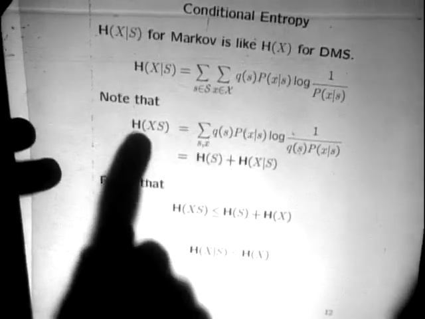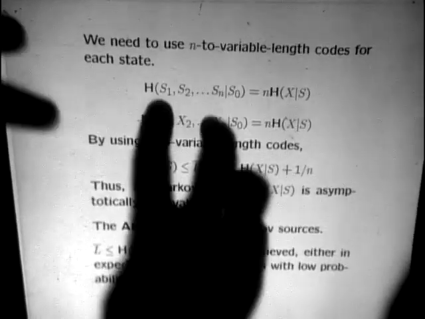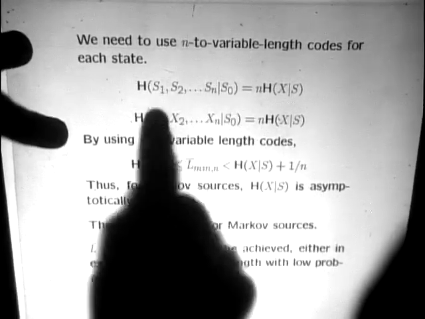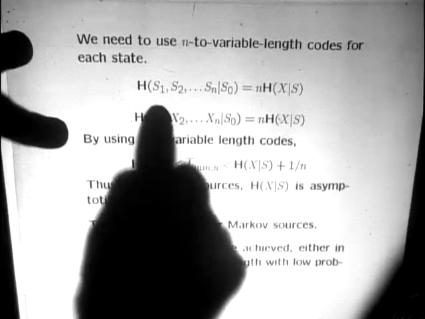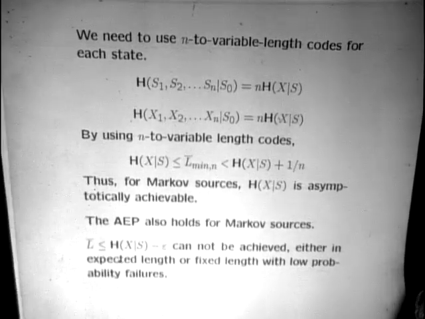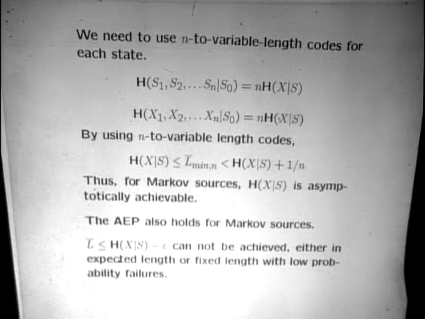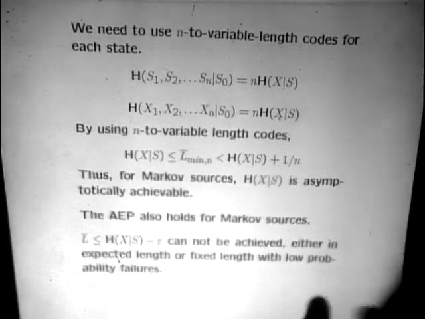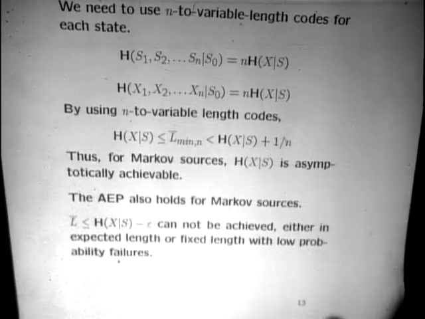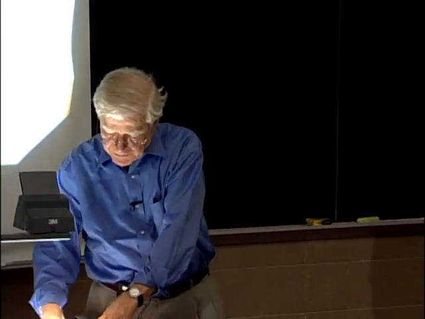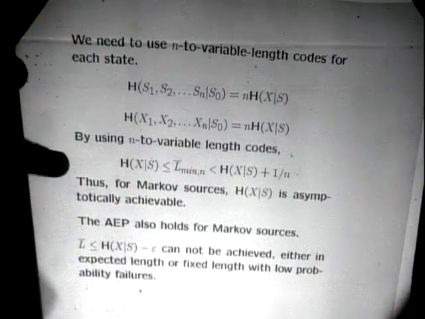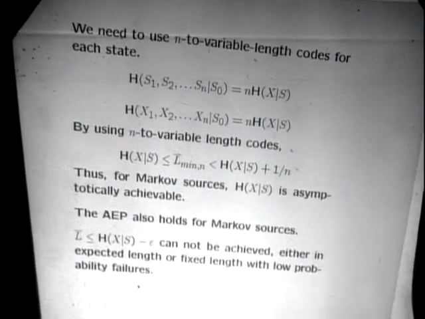Okay, the same argument that you used to show that this is equal to that, you can use to show that this is equal to H of S1 given S0 plus H of S2 given S1 plus H of S3 given S2 and so forth. And by the stationarity that we have here, these are all equal. So you wind up with n times this conditional entropy. And since the source outputs specify the states and the states specify the source outputs, you can then convince yourself that this entropy is also equal to n times H of X given S.